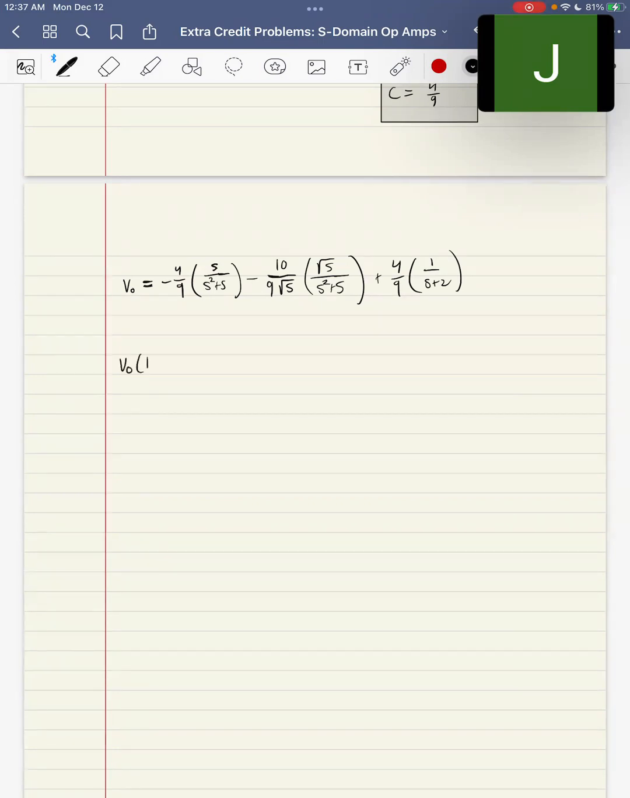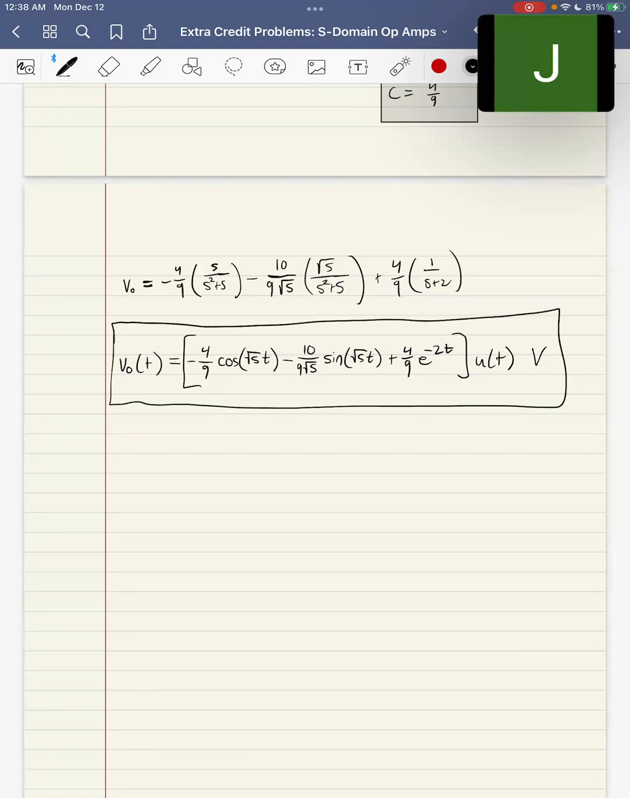Let's convert this back into the time domain. S over (S squared plus 5) translates into a cosine, so we get negative 4/9 cosine of square root of 5 t. For the next one, we have square root of 5 over (S squared plus 5), so that's going to be a sine: minus 10 over (9 square root of 5) sine of square root of 5 t. For the final term, we have 1 over (S plus 2), which is just an exponential, so plus 4/9 times e^(-2t), and all of that times u(t) volts. This will be our final answer.